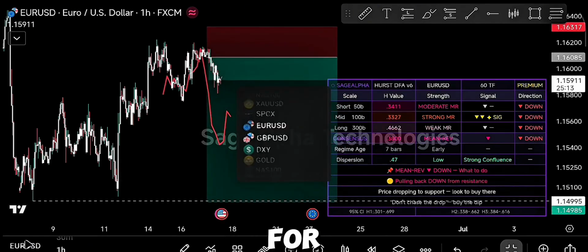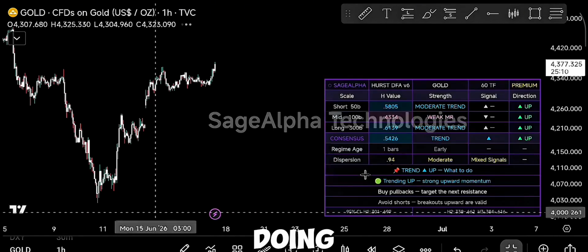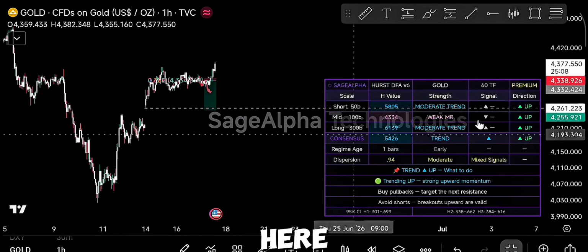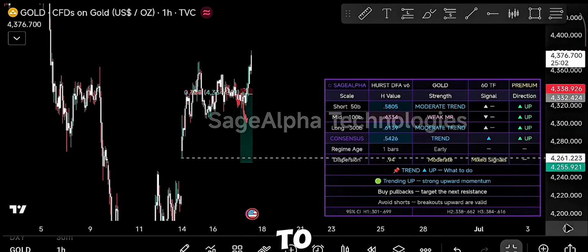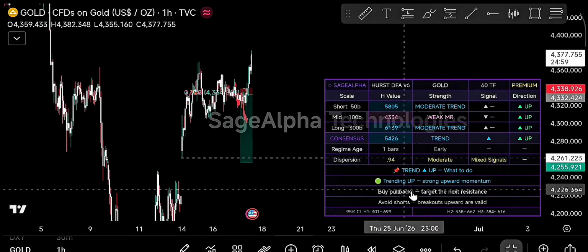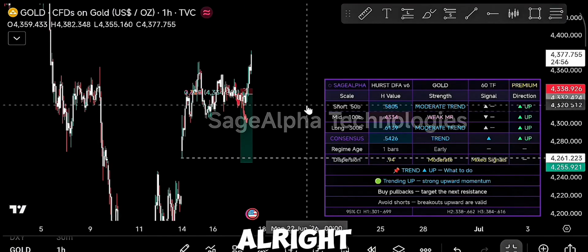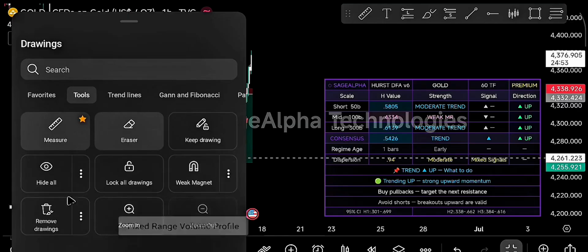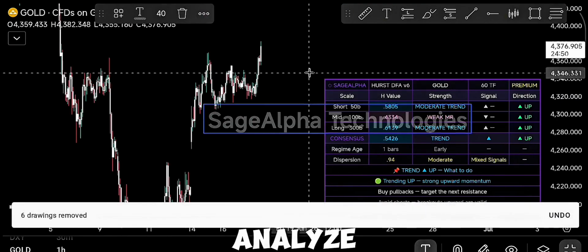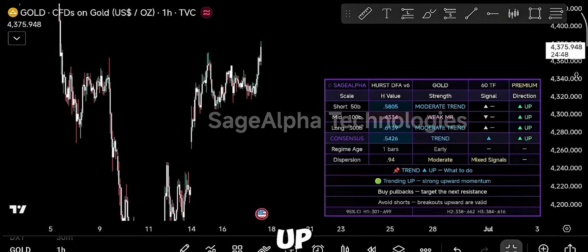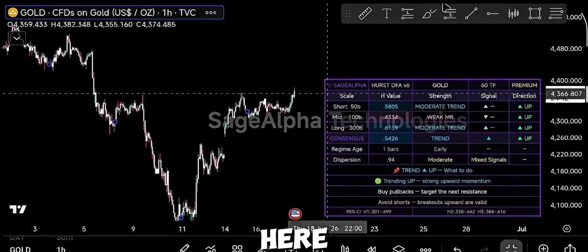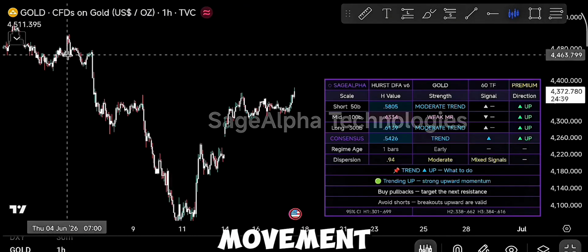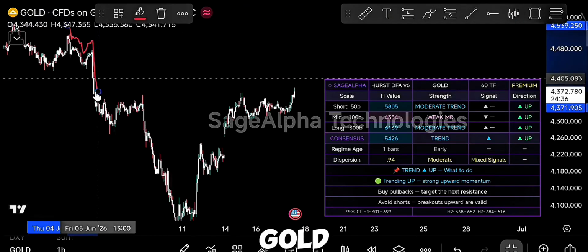Now for the gold, let's see what the gold is doing. The gold shows up here. This is our trade that failed this morning. We tried to tag in on the up when we saw the indicator movement. We're going to delete all of this right now so we analyze properly. So trending up, strong upward momentum, buy pullbacks, target the next resistance. Here we can see this movement because we expect the gold to also short.